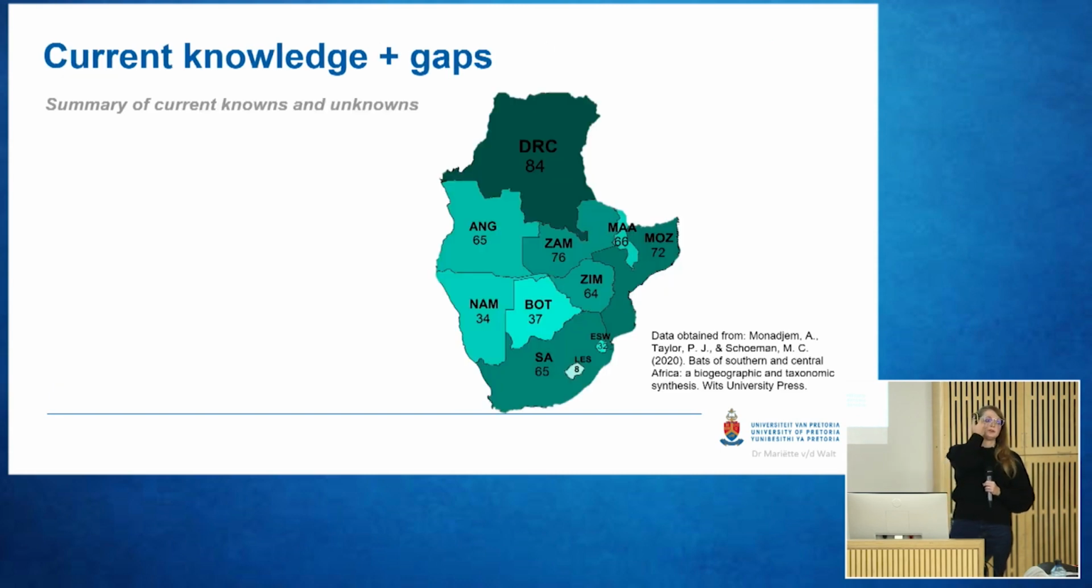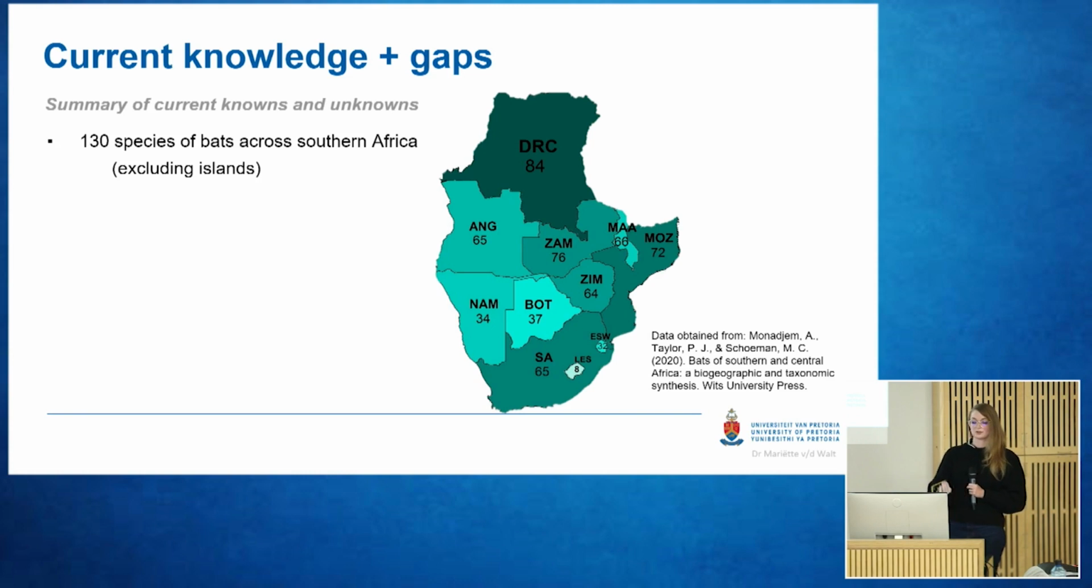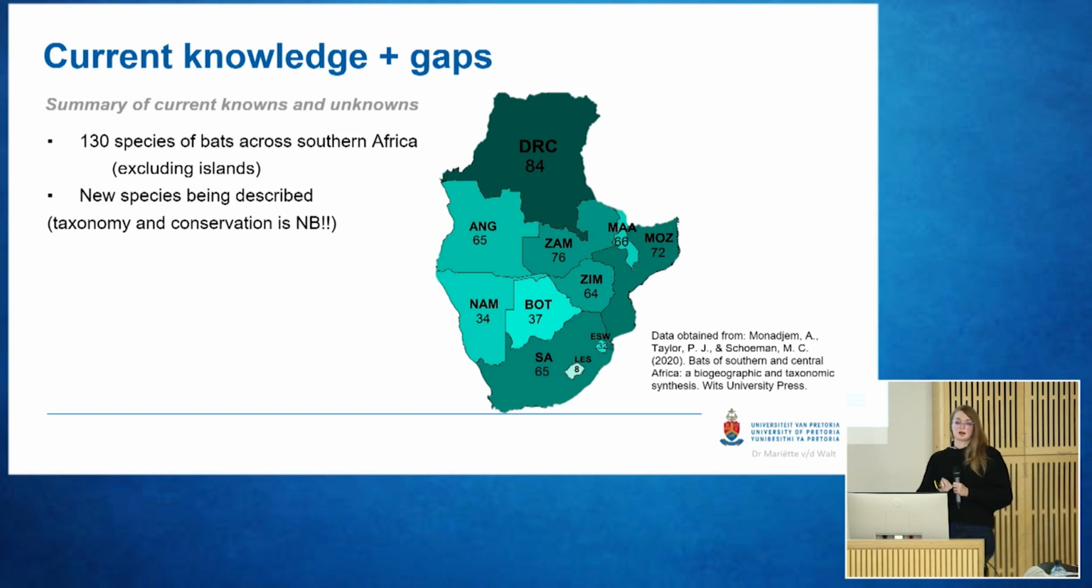So what do we currently know about bats in southern Africa? Well, there's work from ARA, and we know that there are approximately 130 species of bats across South Africa, and this is constantly changing as new species are being described. This excludes the islands at this point. And this just highlights why our taxonomy and our conservation is so important, because if we don't know about species, and if a species is not classified, how can we study them and how can we conserve them?